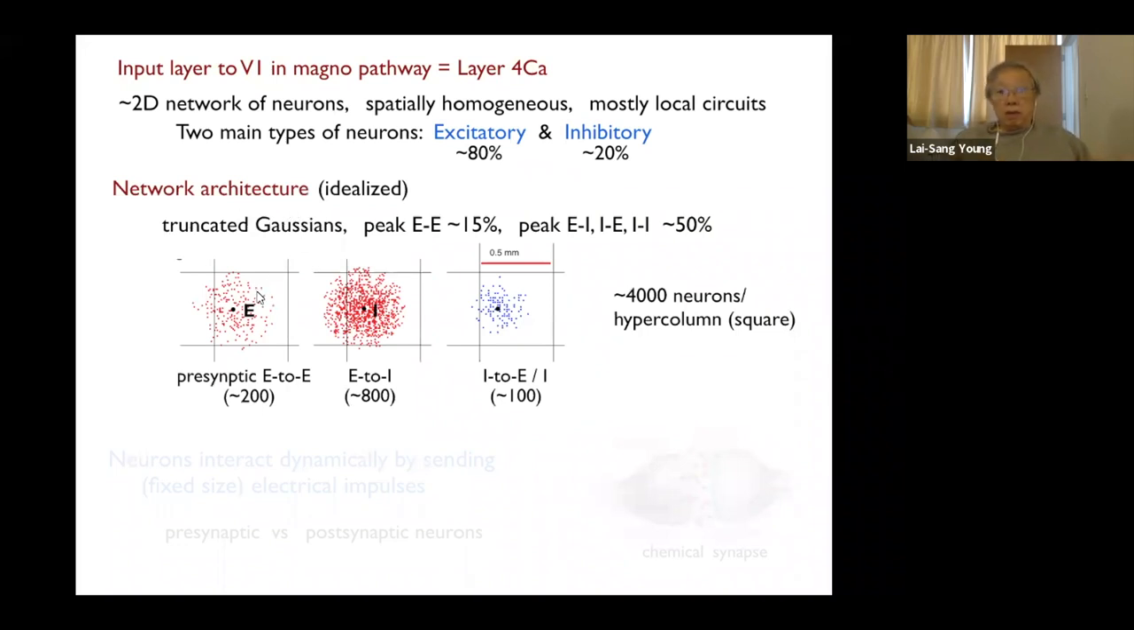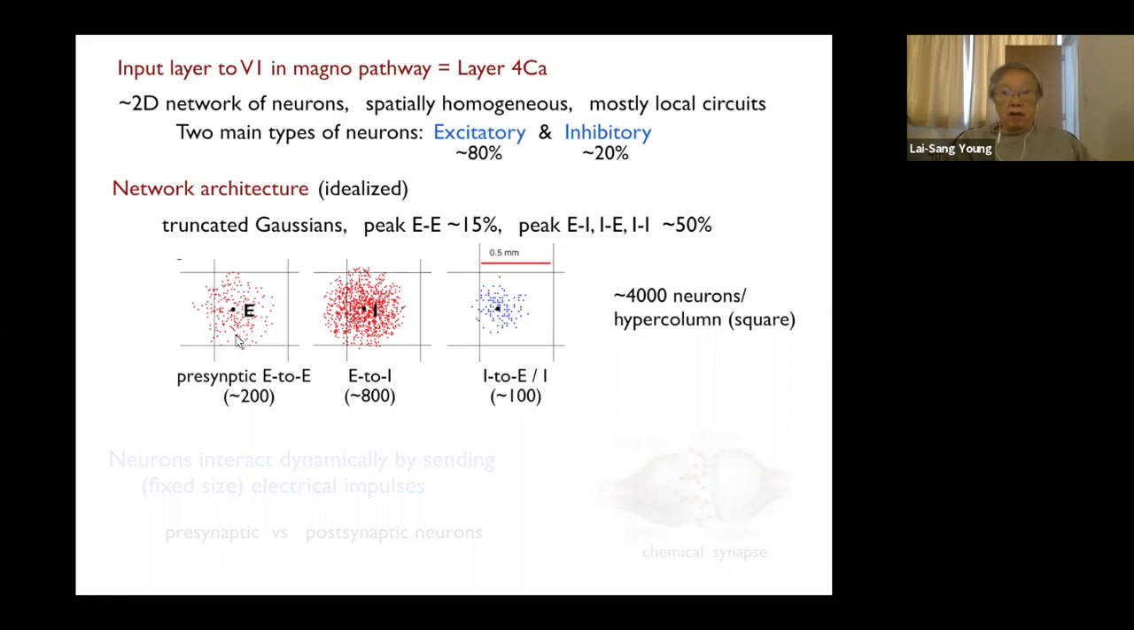So if you take the connectivity among these neurons, it's a local circuit, so a neuron is connected much more to nearby neurons and less to those farther away. People usually think of that as a truncated Gaussian. Okay, and it looks something like this.